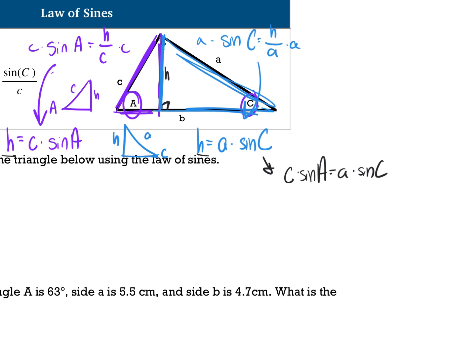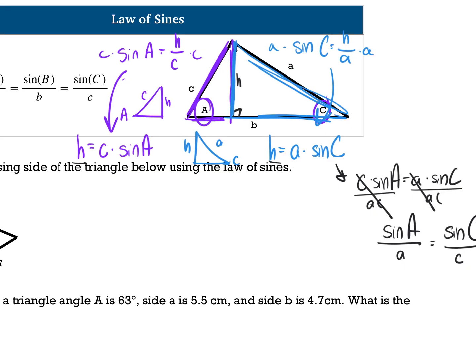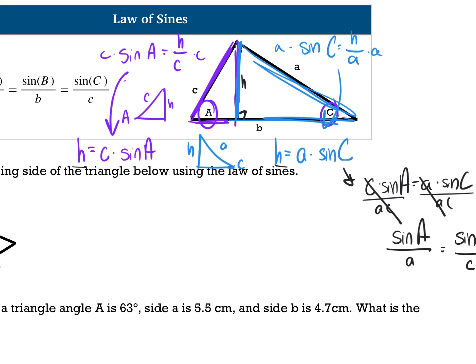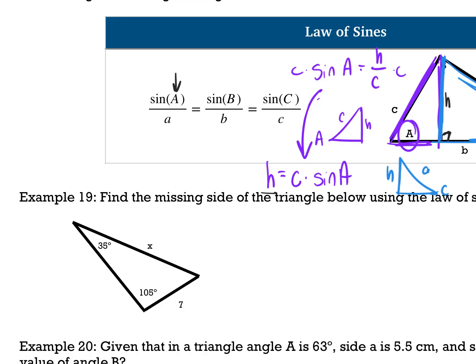And what we do is basically divide both sides by ac, because that way it returns the variables back to normal. So we get this ratio: sine of A over a equals sine of C over c. So that's a little mini proof for you. I mean, that's all there really is to it. But the way that it works is as long as you have an opposite angle to side, we can use the law of sines. That's the key.